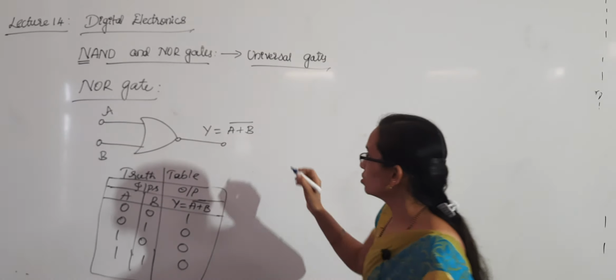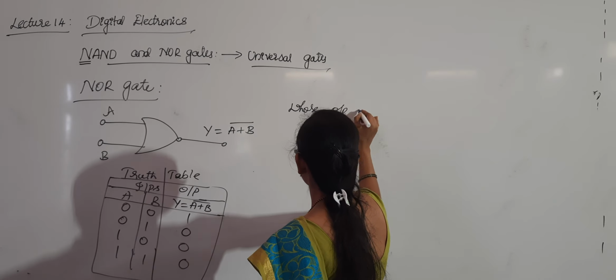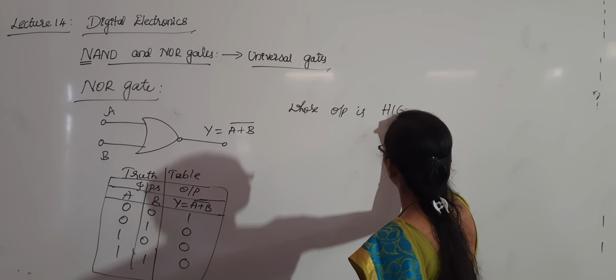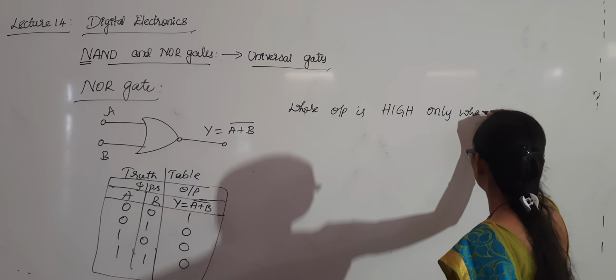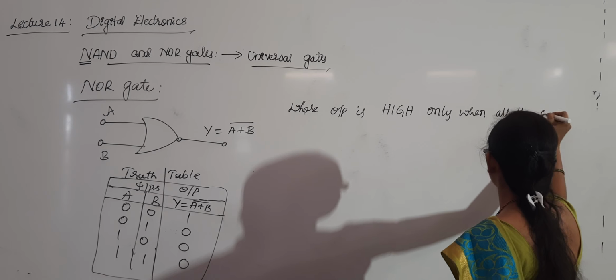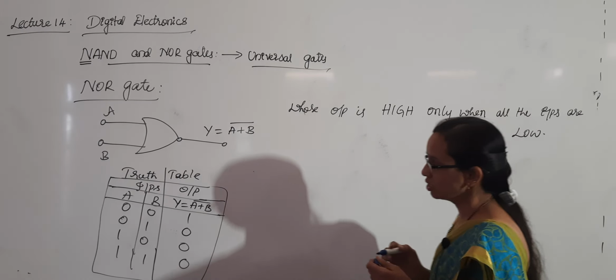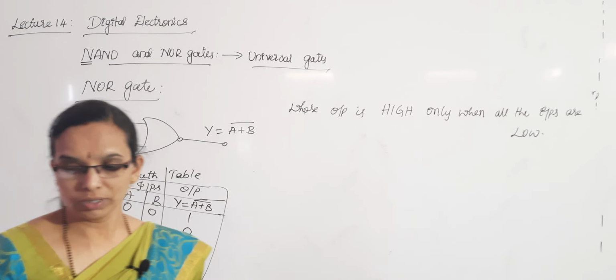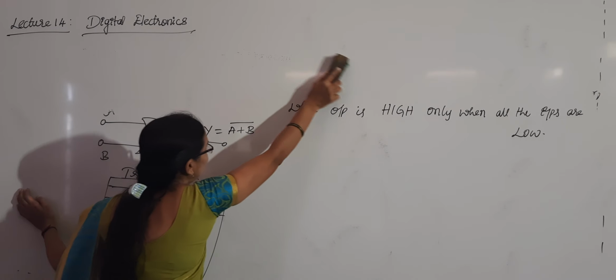So how to define the NOR gate? NOR gate is one which gives high output only when all the inputs are low. Okay. The circuit analysis of the NOR gate we will study in the next class.